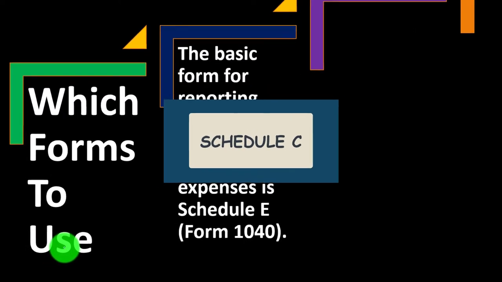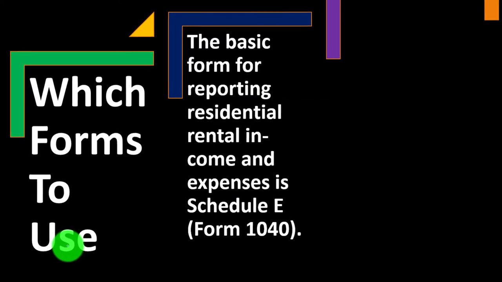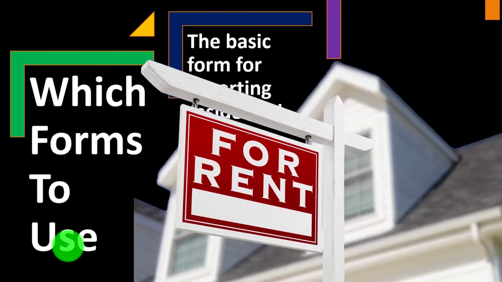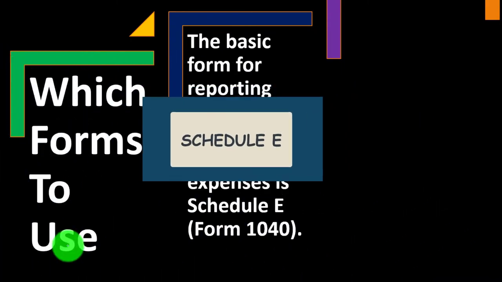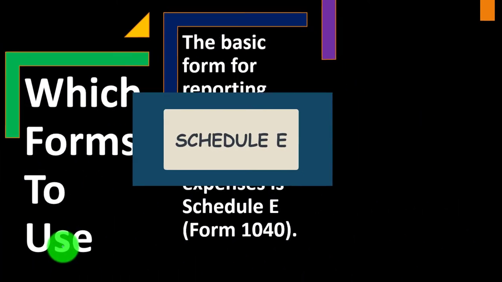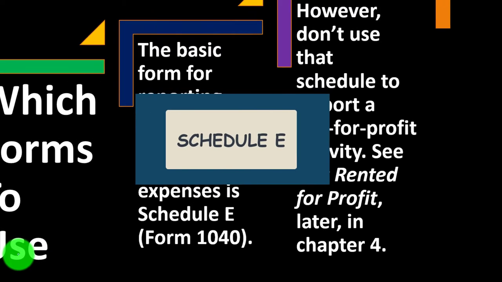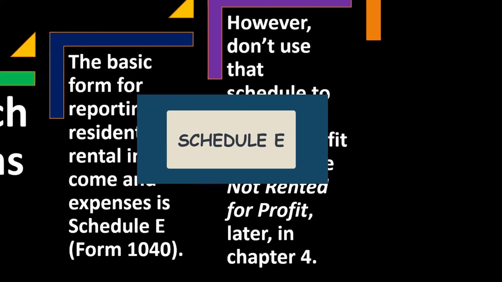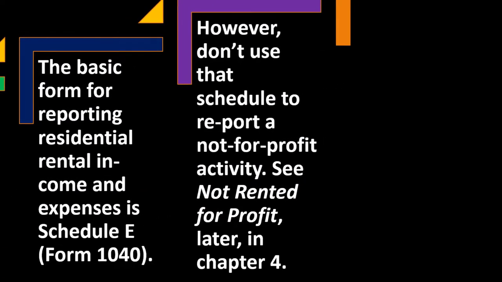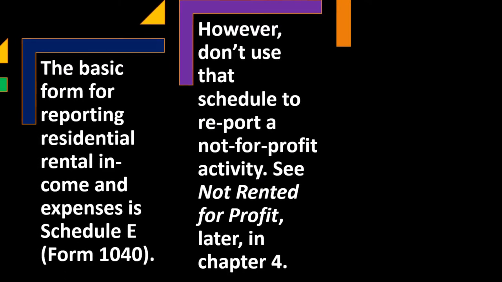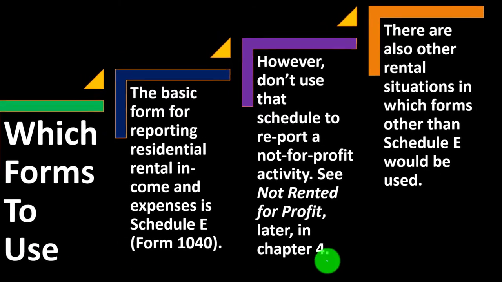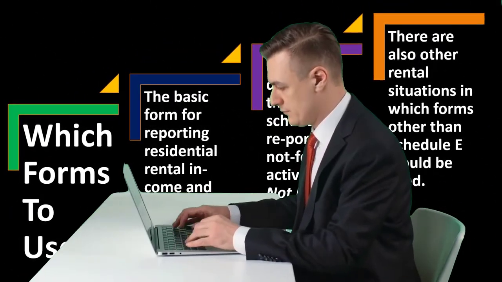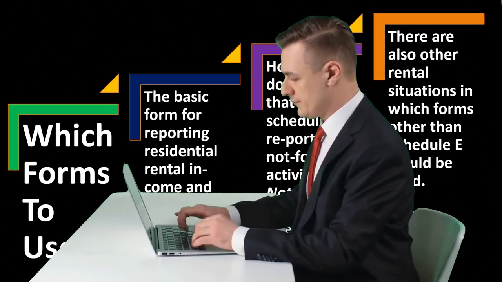So typically if they've got some other property, possibly residential rental property, we would be thinking, okay, Schedule E would be the first form popping into the head as opposed to the Schedule C. However, don't use that schedule to report a not-for-profit activity. See Not Rented for Profit later in Chapter 4. So if it's not-for-profit, that's going to stop us. We're going to have to do some more research on that, and we'll have to treat that differently.